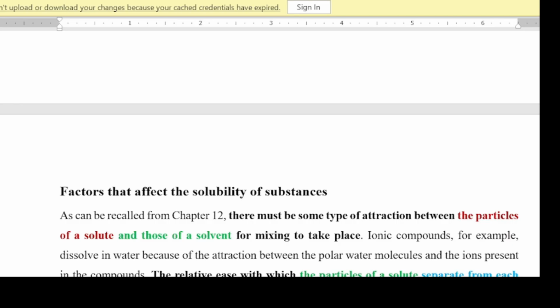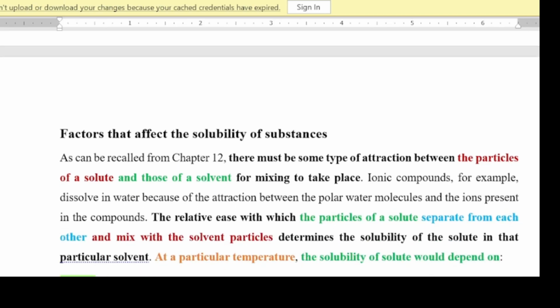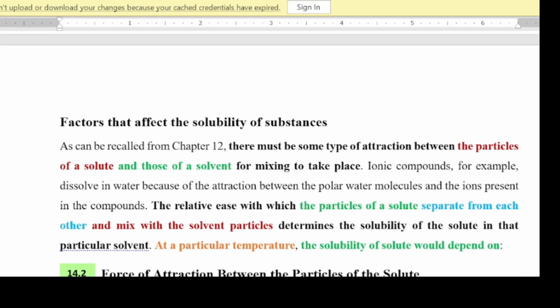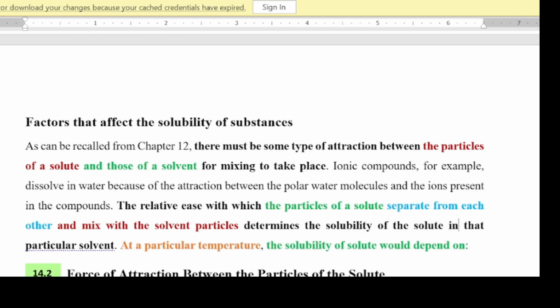If anyone hasn't seen video 24, I beseech you to do so, since what is taught in it is prerequisite to learning well what will be taught today. So we'll be looking at factors that affect the solubility of substances. For those of you who looked at video 24, you can recall that for a solute to dissolve in a solvent, there must be some type of attraction between the particles of a solute and solvent.